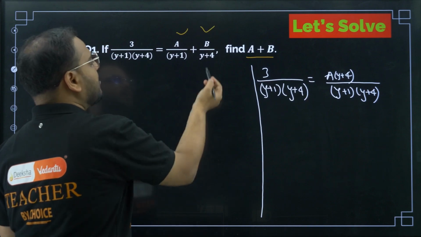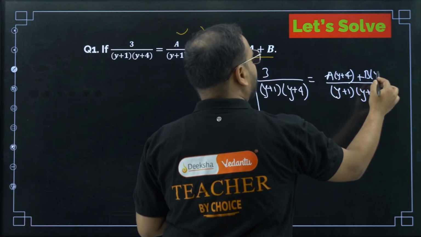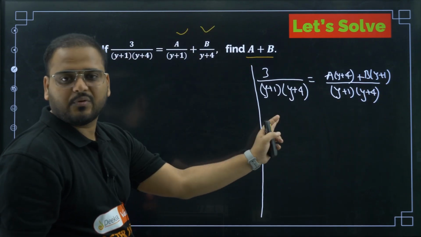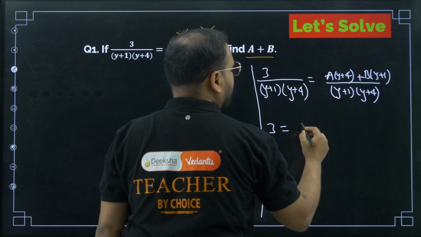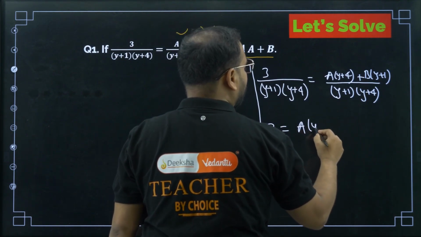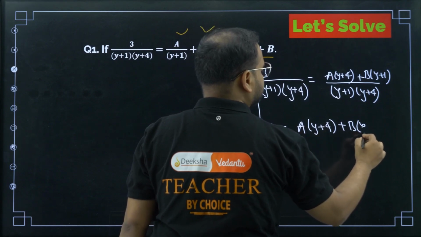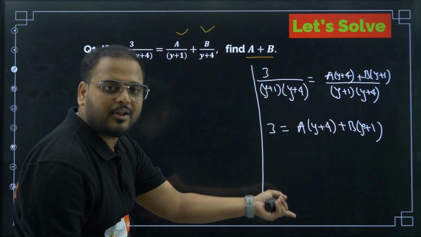What about this side? B times y plus 1. So right here, plus b times y plus 1. Now you check here, the denominator is the same, so we can compare, right? So I can compare 3 with a times y plus 4 plus b times y plus 1. I have to find the value of a plus b, so for that I have to find the value of a and b.